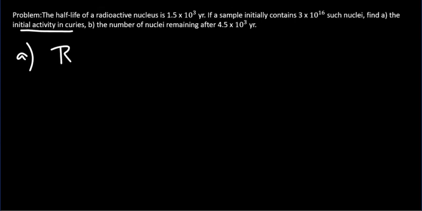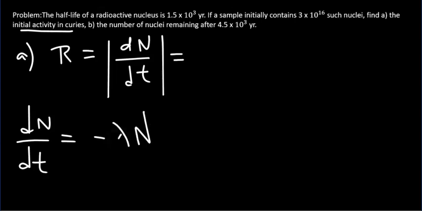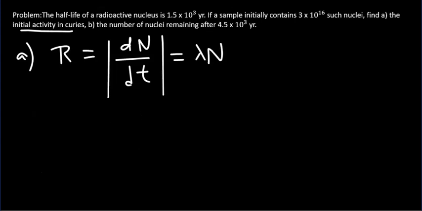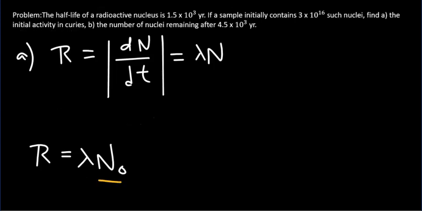So we know activity is denoted by the magnitude of dN/dt. Since dN/dt is minus lambda N, activity R equals lambda N. Since we are interested in the initial activity, namely the value of R when t equals 0, and we know at t equals 0, N is N naught. So we are interested in the value of R when N equals N naught, namely lambda times N naught. We know what N naught is. It is 3 times 10 to the power 16.